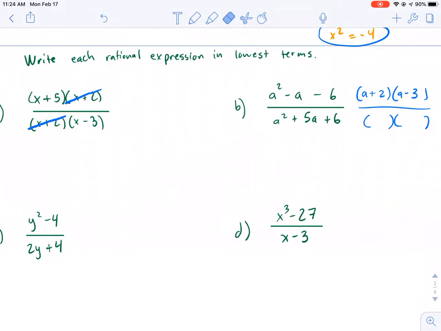Now let's look at the bottom. We're going to have a and a again, a. We think factors of 6. Positive 6, that gives us a positive 5. This one's just positive 3 and positive 2 plus 3.